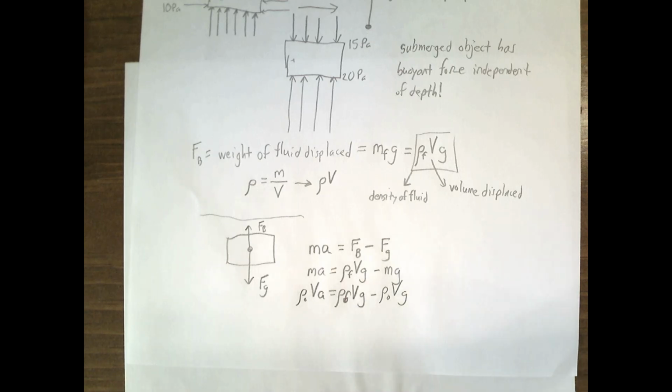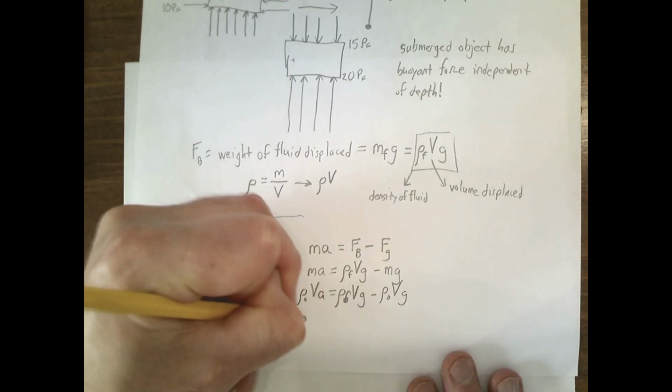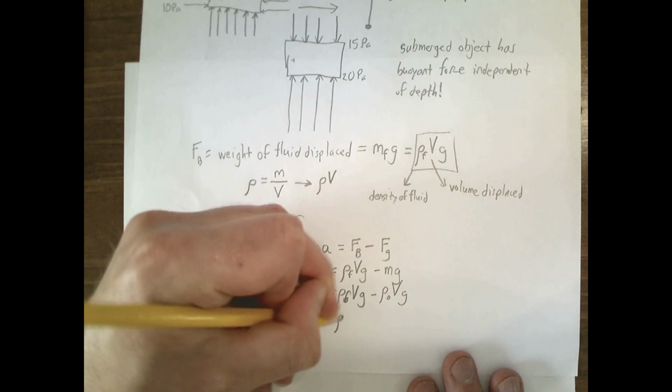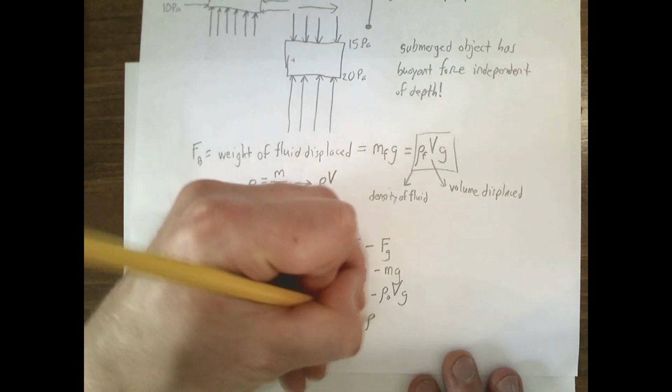So this, I drew a square here. I've been drawing bricks the whole way down. This would work with a sphere or any other shape you could imagine. The volume is irrelevant here. So we get rho OA equals rho FG minus rho OG.